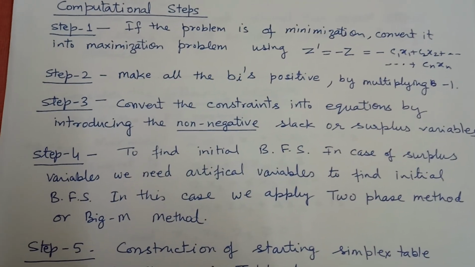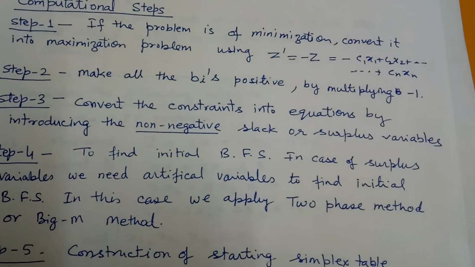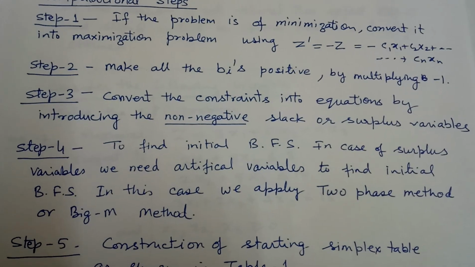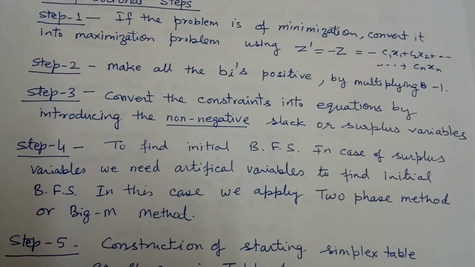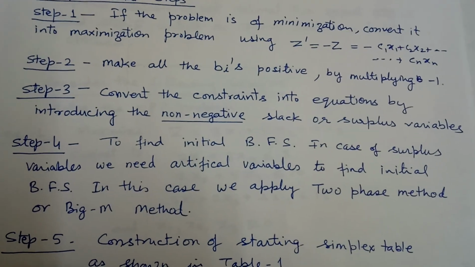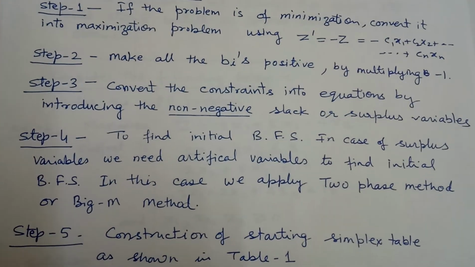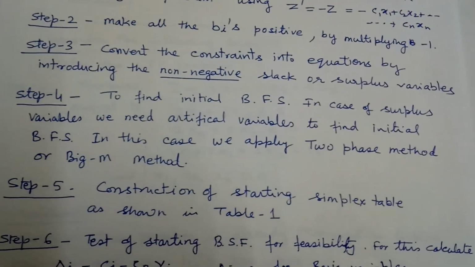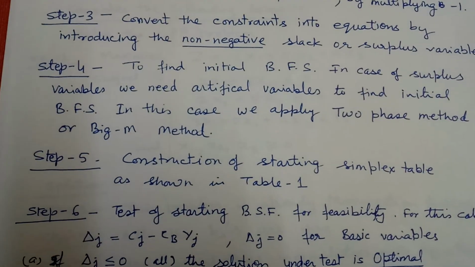In step 4, to find the initial basic feasible solution, in case of surplus variables, we need artificial variables, and we apply the two-phase method or the Big M method. Step 5. Construct a starting simplex table as shown in the table.